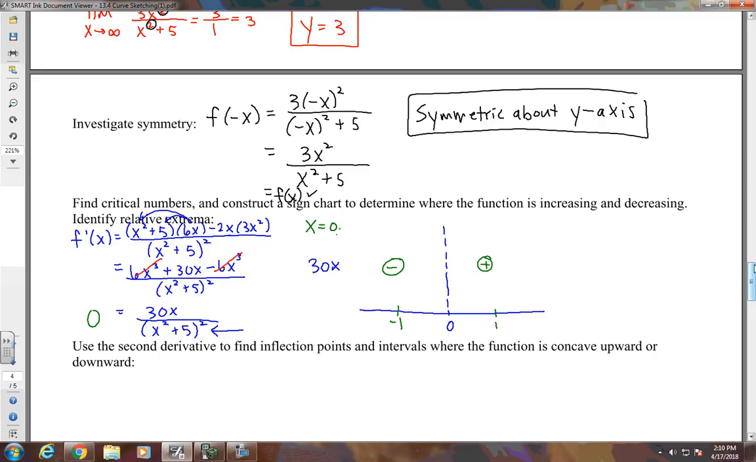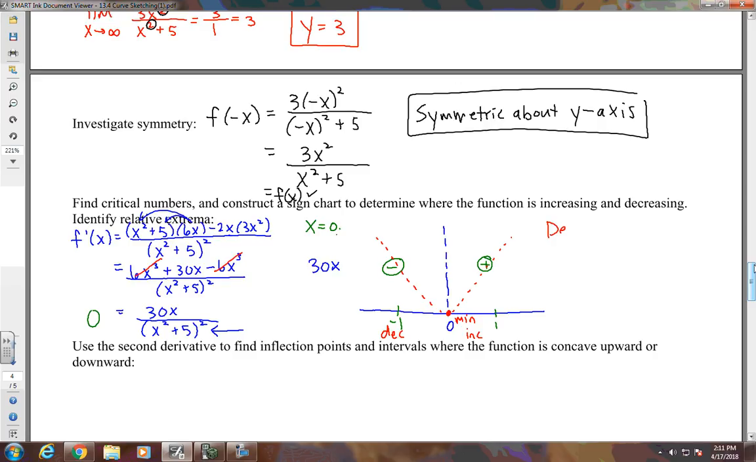So remember, a negative first derivative means the function is decreasing. A positive first derivative means the function is increasing. So it appears we have a relative minimum when x is equal to 0. So we're going from decreasing to increasing. Right there in the middle, we have a relative minimum.